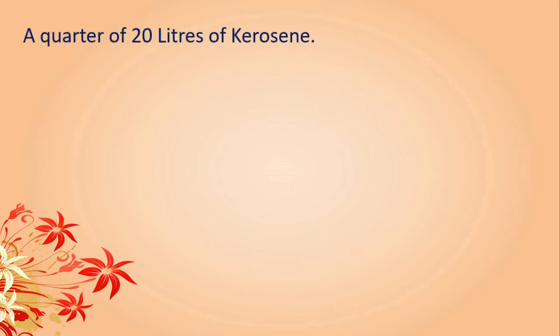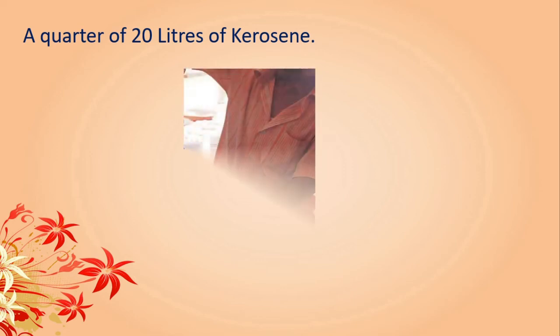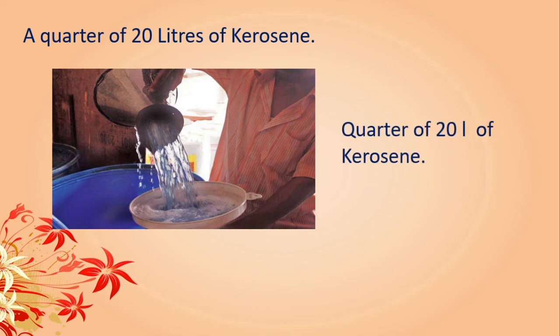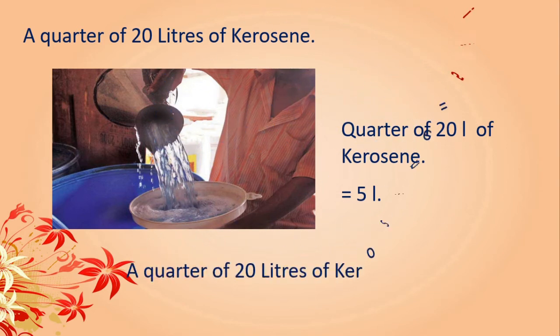Next is a quarter part of 20 liters of kerosene. This is kerosene. A quarter of 20 liters. Yes, dear children, again you can count like this. Half of 20 is 10 and half of 10 is 5. So we can write here quarter part of 20 liters of kerosene is equal to 5 liters. Right? Got this?